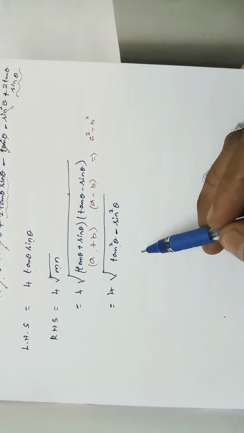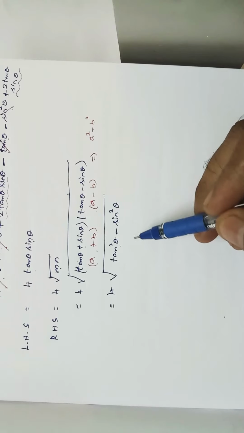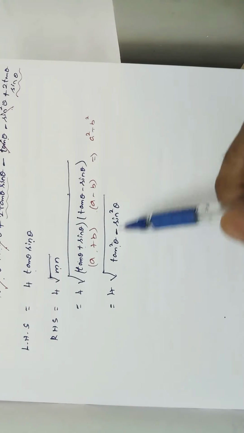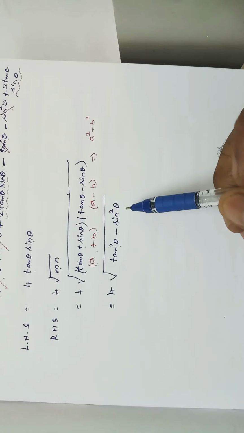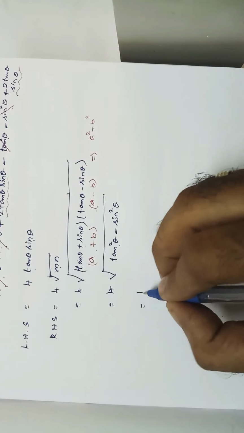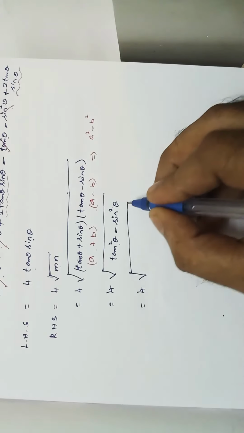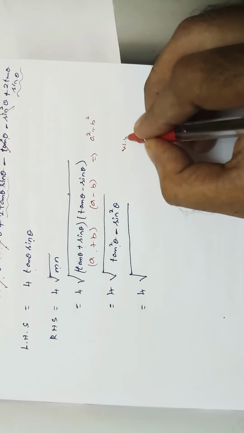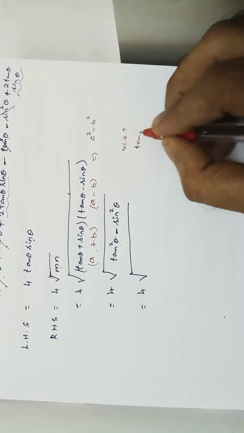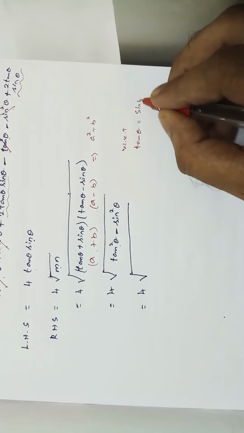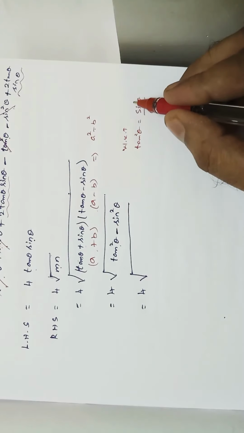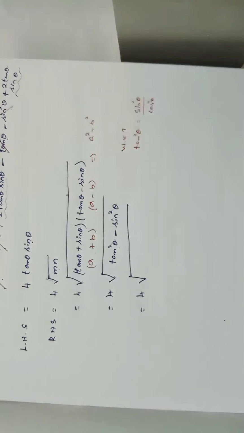We will get in terms of fraction and just do the simplification. Finally, we will get in terms of tan square theta into sin square theta, right? We will see. It is equal to 4 into square root of... Already we know that tan theta is equal to sin theta divided by cos theta, right? So tan square theta is nothing but sin square theta divided by cos square theta, right?